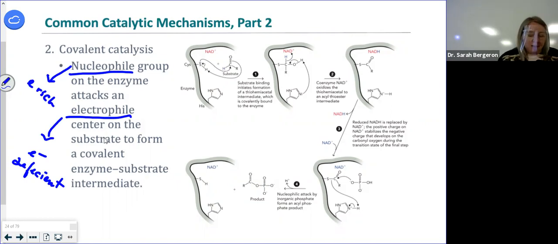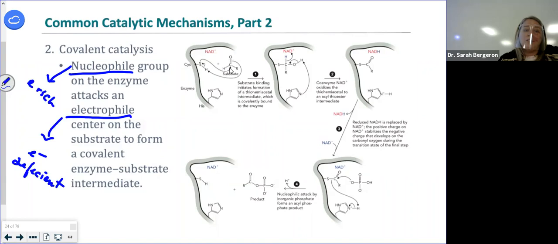So in this mechanism, we have NAD and NAD plus and NADH. What do we call that? Coenzyme, not a cofactor, right? Because a cofactor is like a metal ion, something inorganic. But NAD plus and NADH are organic, so that is going to be a coenzyme. Okay. So in this case, we're looking at not acid and base, right? We're not going to be talking about transferring hydrogen specifically.